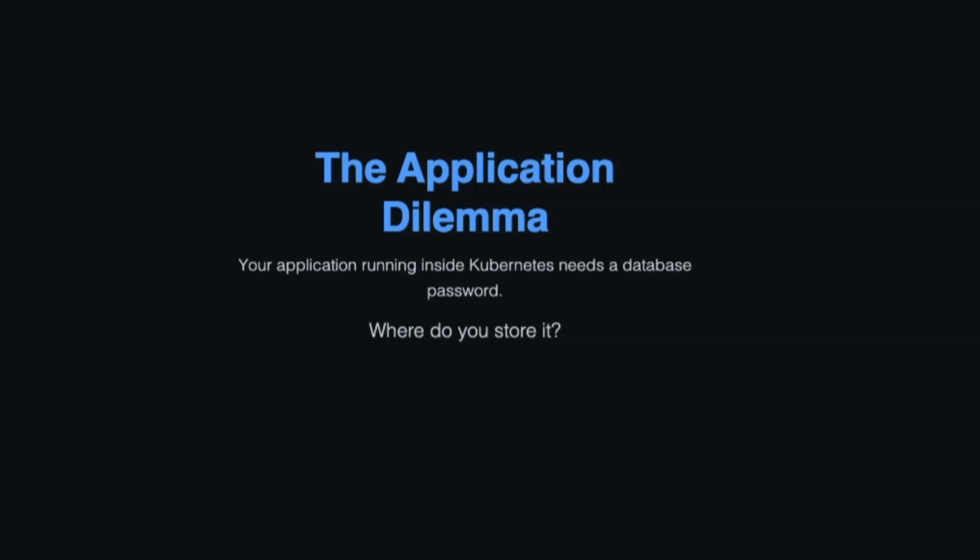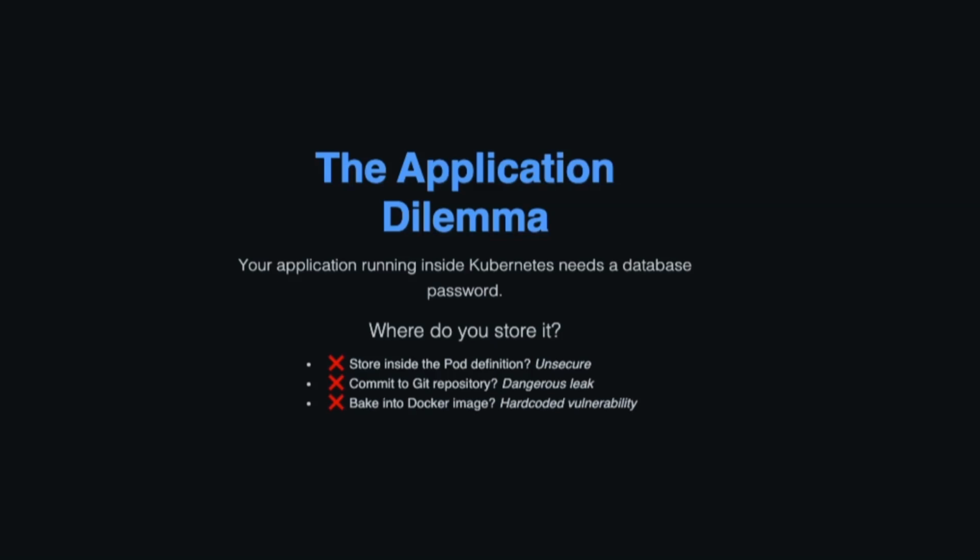Let's start with a classic problem every DevOps or cloud engineer has. Your application running inside a Kubernetes pod needs to connect to a PostgreSQL server or database. Where do you put that database password? You cannot put it in the pod's YAML manifest. Anyone with read access to the cluster could see it. You definitely should not commit it to Git or GitHub, and baking it into the Docker image is a massive security misconfiguration. So how do we solve this?